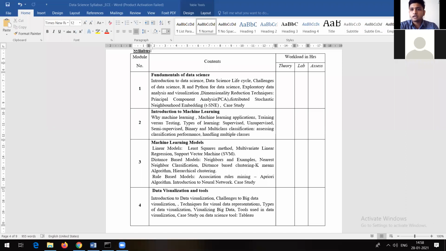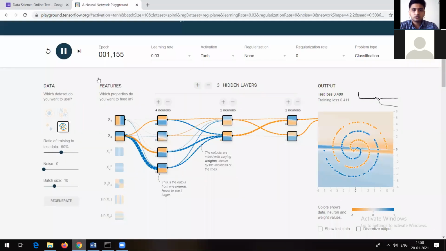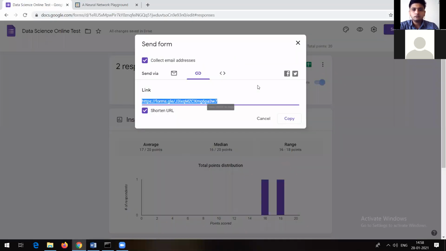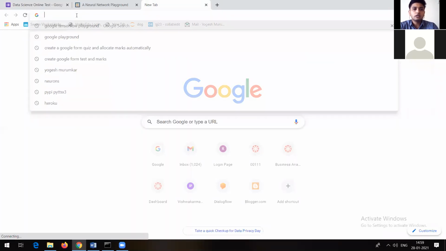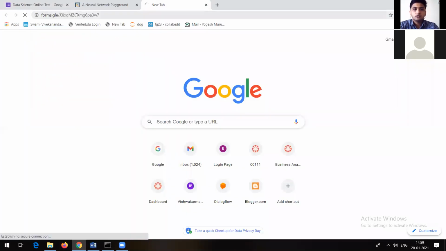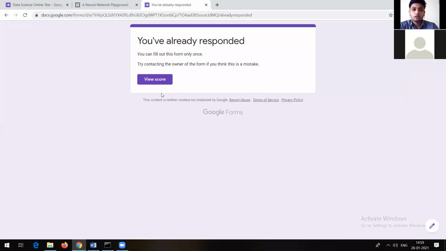Just check in the chat box. You must have received a link. Let me know whether you are able to access this test or not. Just let me know in the chat box, yes or no. Are you able to see? Are you able to access this test? In my case, I already tried it out. So yes, you people can. I can see that many people are saying they are able to access it.